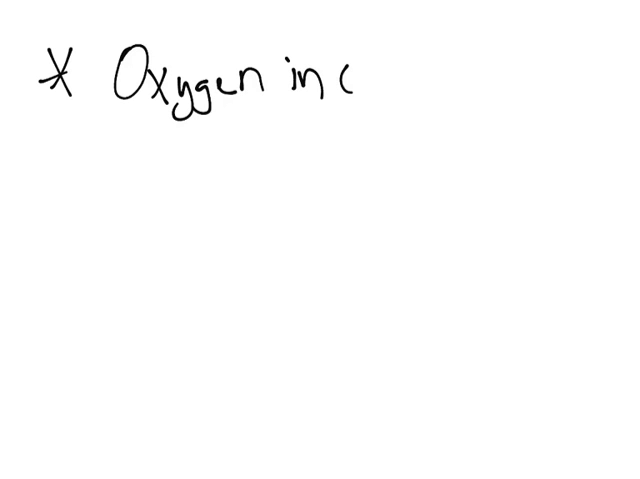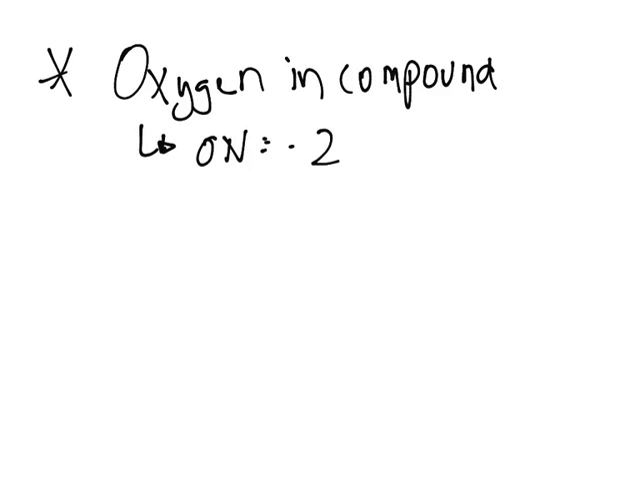Now, another rule is that the oxidation number for oxygen in a compound will always be -2. So something like water, H2O, the oxygen will have an oxidation number of -2. The hydrogen would be something different.